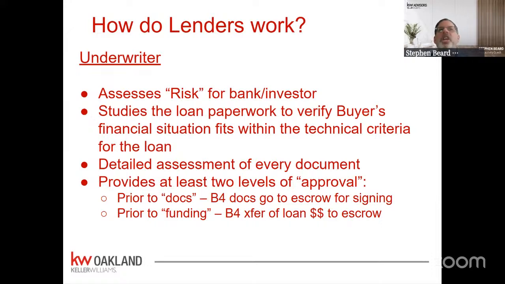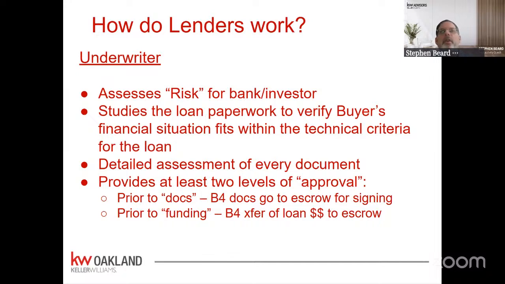They call it conditional loan approvals. And there's kind of two stages where they issue these loan approvals. One stage is before documents get sent to escrow. Remember that your buyer has to sign documents at the escrow company before they get the keys. Usually 2 or 3 or 4 days before they get the keys, the lender sends documents for all the loan paperwork. This includes the deed of trust.